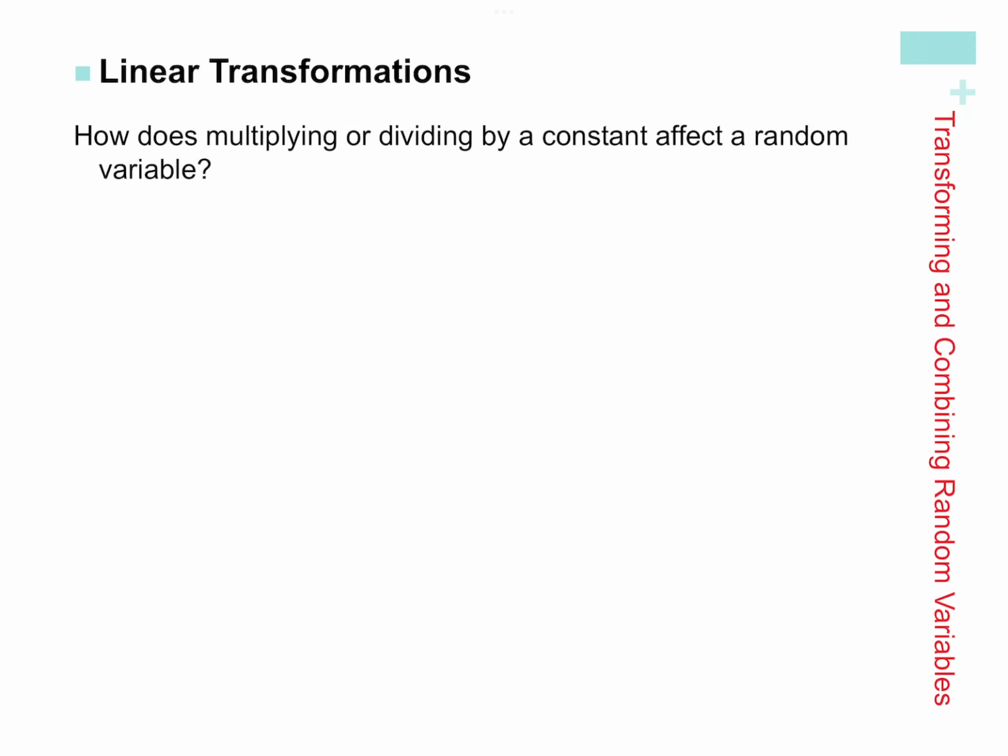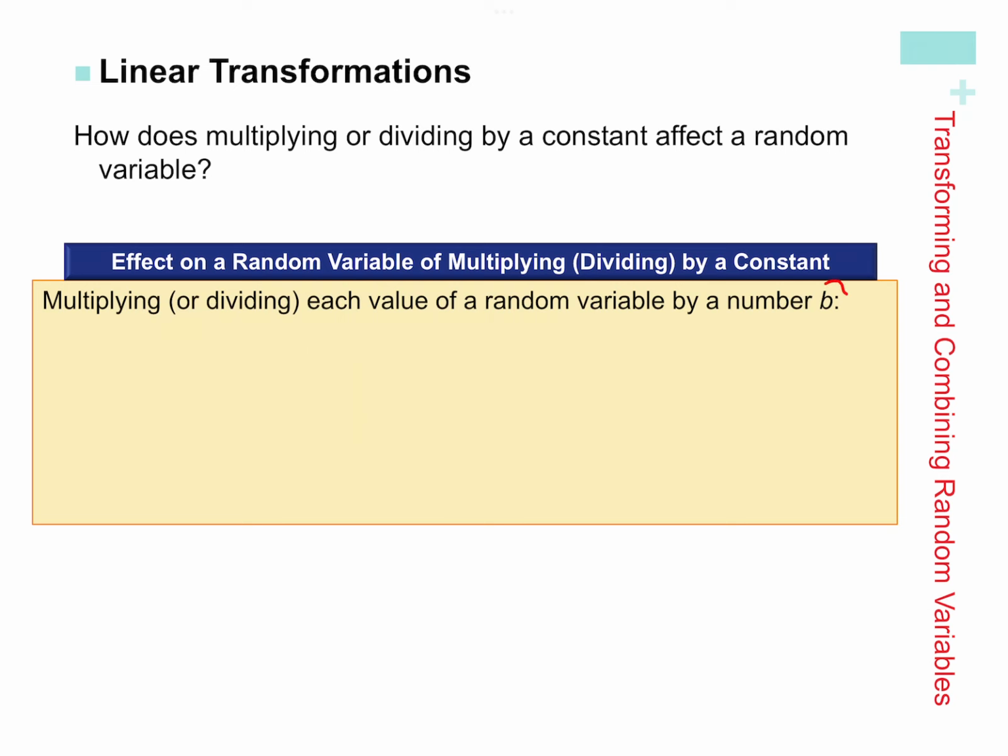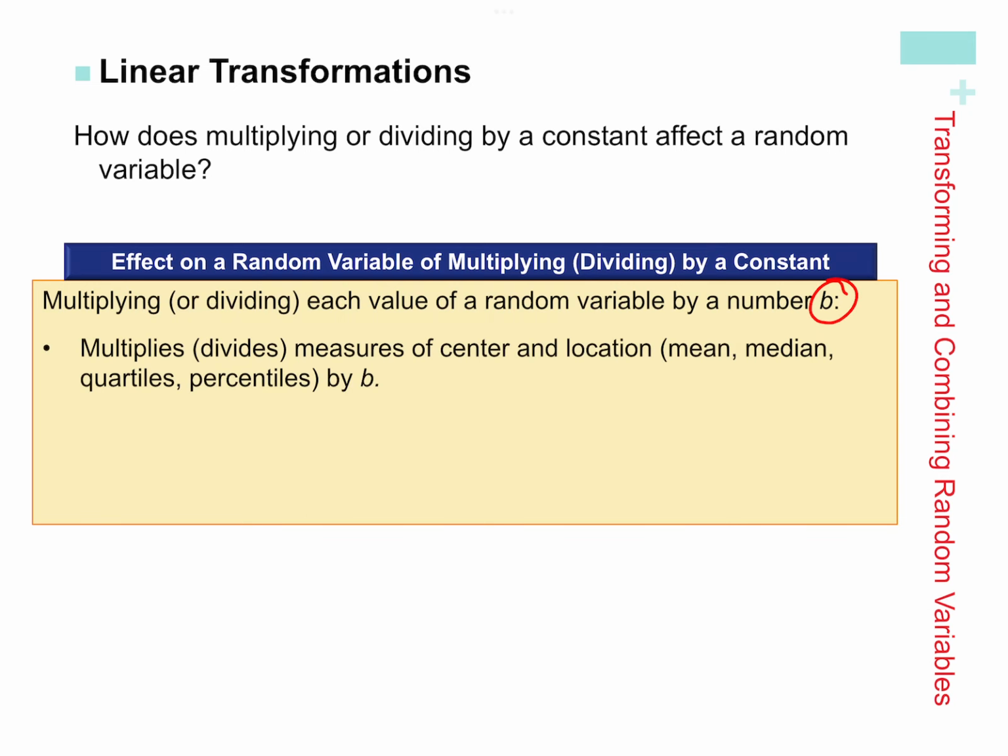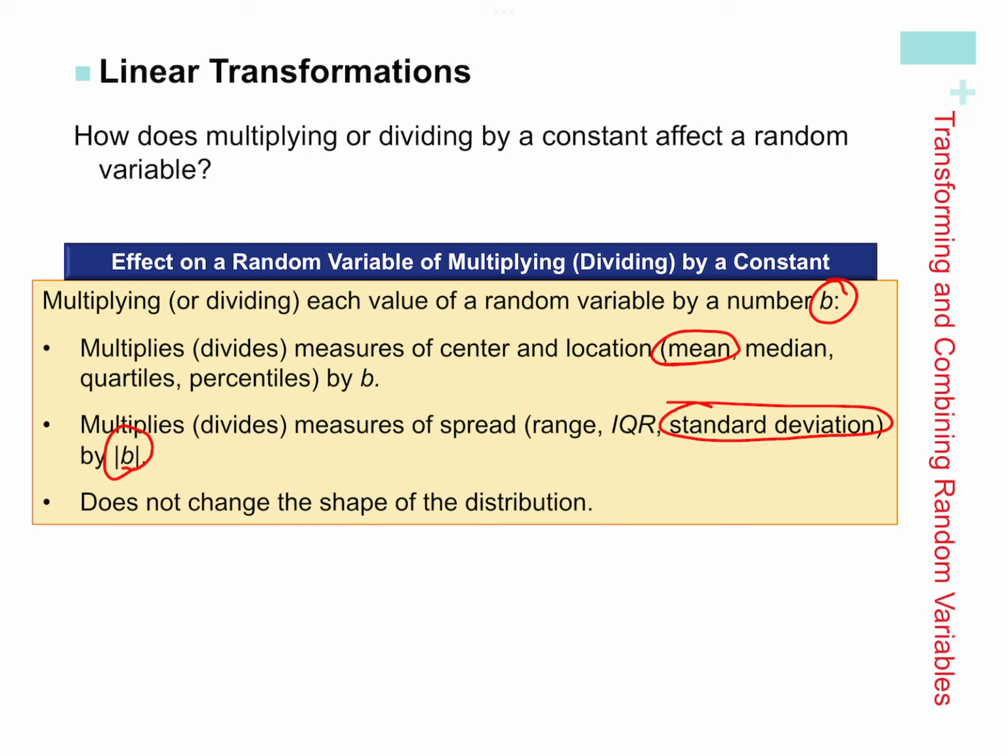So here's where your notes are going to start. We're going to start with multiplying or dividing by a constant and how it changes our random variable. So we're multiplying by b. If we multiply our random variable by b, that means we're going to multiply our measure of center, our mean, median, quartiles. In our case, mainly we're going to be dealing with the mean, by whatever that value is. We also are going to multiply our spread. In our case, it's mainly going to be standard deviation, by the absolute value of that, because remember, standard deviation cannot be negative. So our standard deviation will be an absolute value. And last, our shape is not going to change.